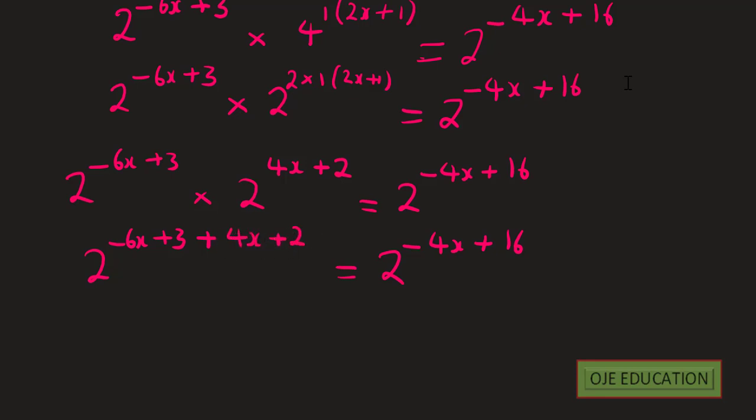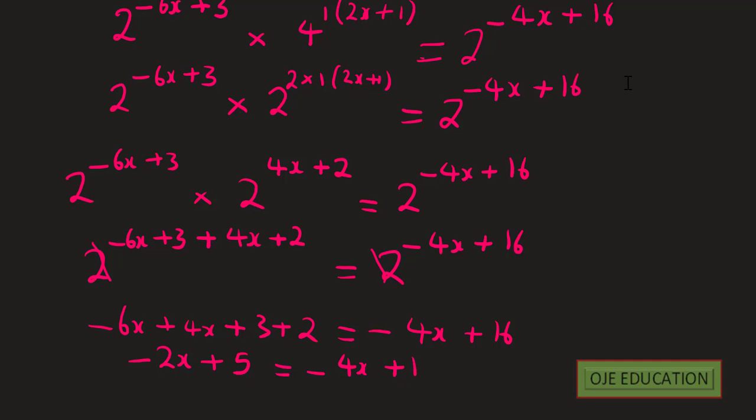So take note. Now, the bases are the same, so we can cancel them out and equate the powers. So this base can cancel this base. So this power now, minus 6x, I can collect like terms here, plus 4x plus 3 plus 2 equals negative 4x plus 16. Now, when I work on this, minus 6x plus 4x, I'll get a negative 2x. So negative 2x plus 3 plus 2 is plus 5. That will be equal to negative 4x plus 16.